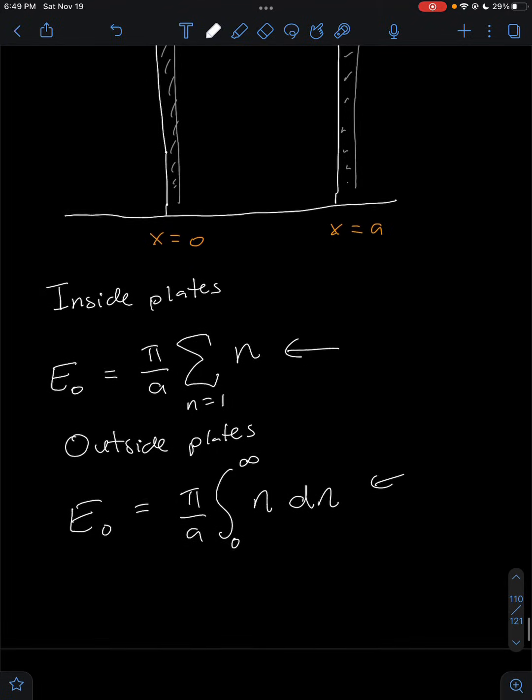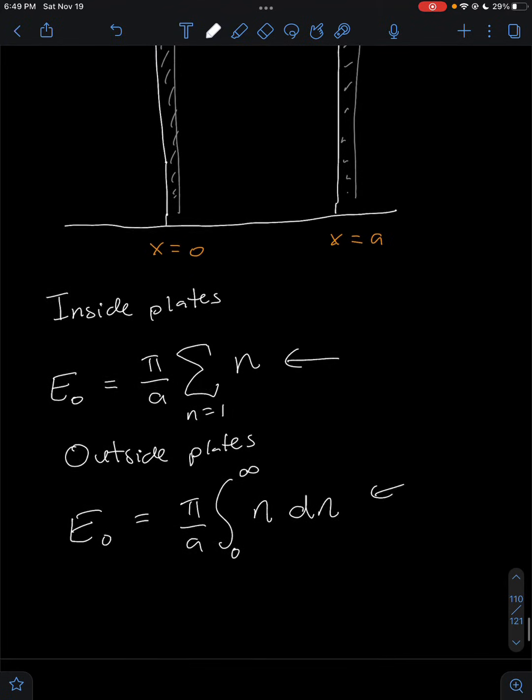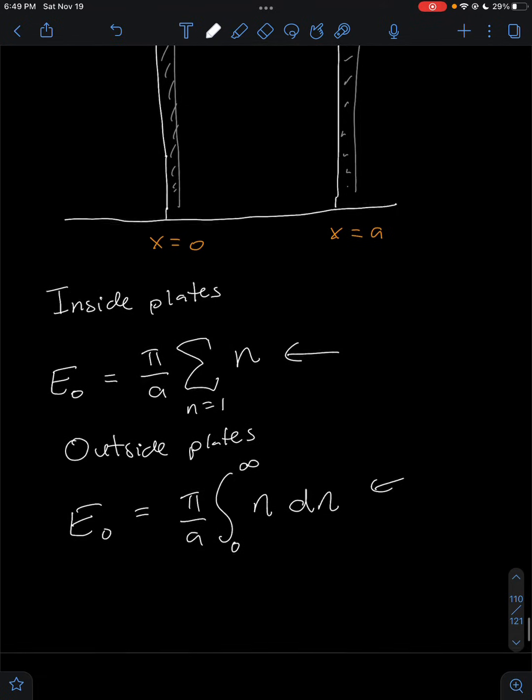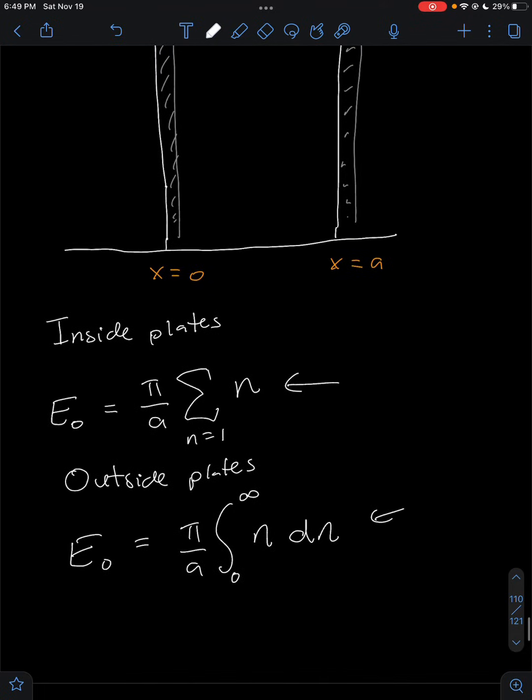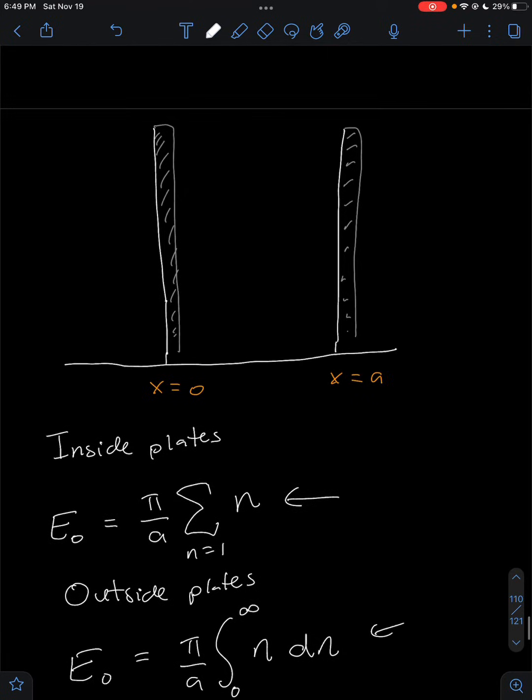So these two mathematical expressions look very similar to each other. In fact, they are actually the same. The only difference is that we have an integral instead of a discrete sum for outside of the plates. So for inside of the plates, we can only have certain energy values, but outside of these plates, we can have any energies that we want to.